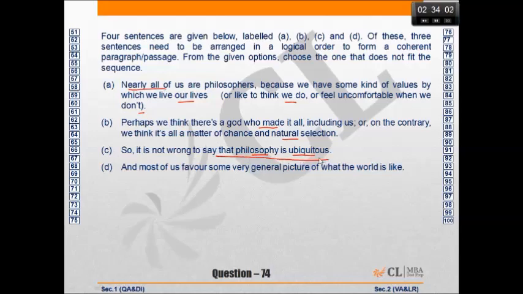So B, A and C appear to be connected. And most of us favor some very general picture of what the world is like. Okay. So A and C definitely cannot be the answer. They appear to be connected. Okay.